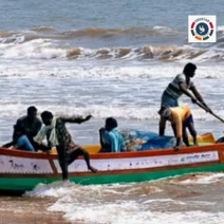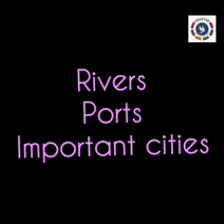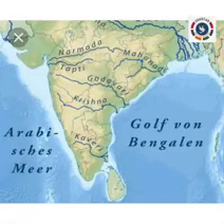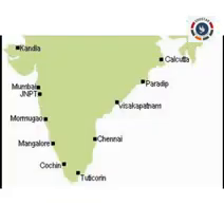We can see rivers, ports and important cities. Rivers in these areas are Mahanadi, Godavari, Krishna and Kaveri. These rivers form large deltas on the eastern coastal plains. Ports are such as Chennai, Visakhapatnam and Kolkata. Important cities in these areas are Visakhapatnam, Chennai, Bhubaneswar, Hyderabad, Madurai and Puducherry.